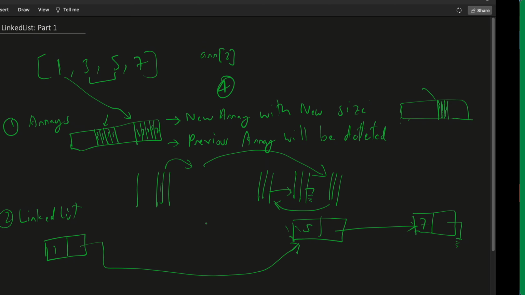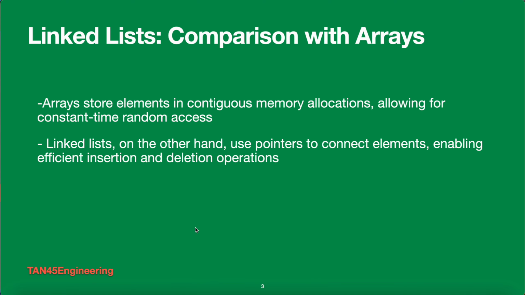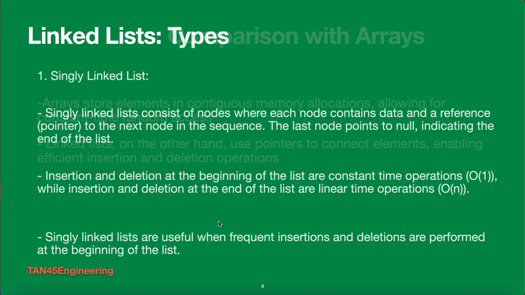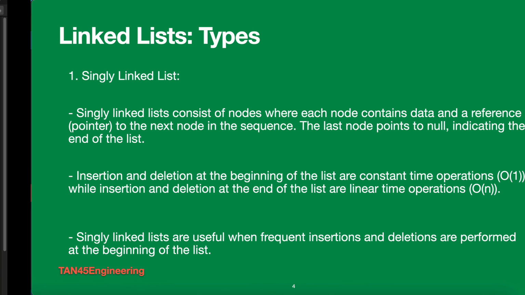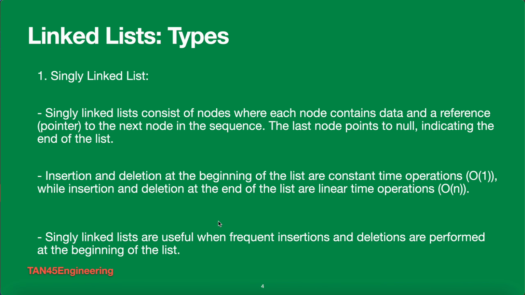Okay. With this, let's move forward. Now, when we discuss linked list, there are several types of linked list. So one is singly linked list. Singly linked list consists of nodes where each node contains data and a reference to the next node. The one that we have been seeing right now in all of our examples. So let's just go through the types and then we'll understand them with the approach.